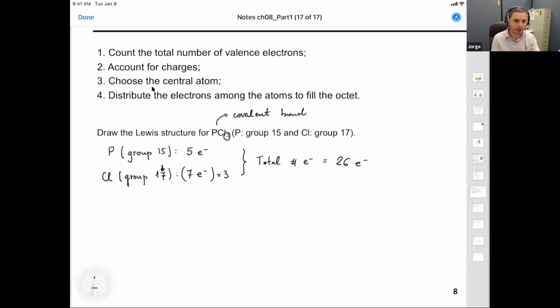The second step is to account for charges. PCl3 is neutral, therefore no need to account for charges. Third step is to choose the central atom. Remember that the central atom is always the largest atom or the one in the lowest amount in the formula of the compound. In this case, our central atom is going to be phosphorus.